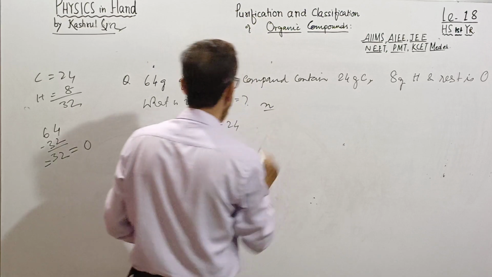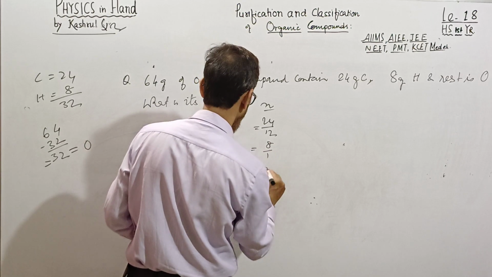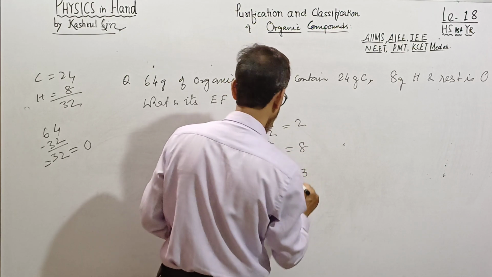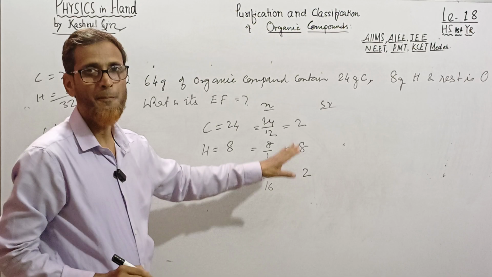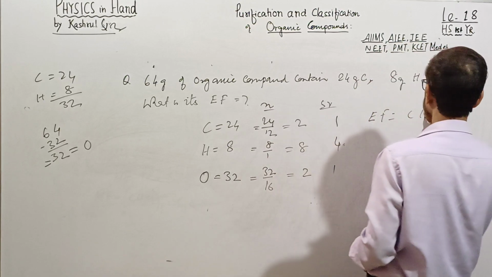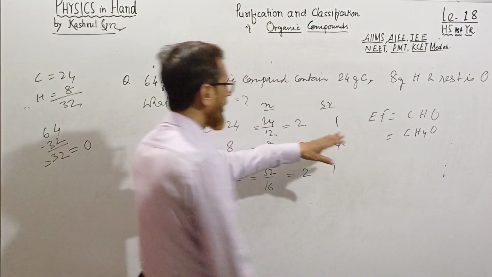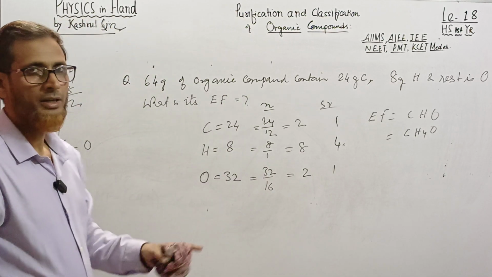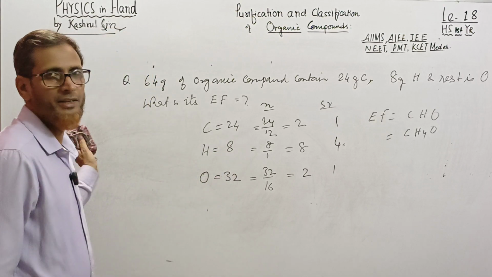Now you will find out the moles, and that is 24 by 12, 8 by 1, 32 by 16, which is 2, 8, 2. Now for the simplest ratio, you divide all through by 2, and you get 1, 4, 1. So the empirical formula is CH4O. This is the empirical formula of this compound. Till now, we have seen each and every question is of the same type, a bit of difference, a bit of twist, and we have done it in the same manner.